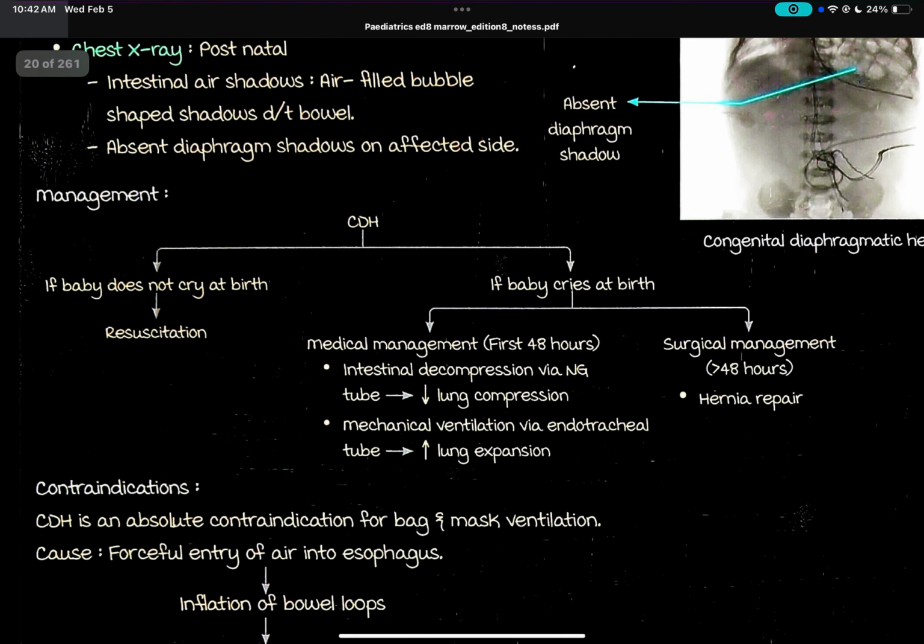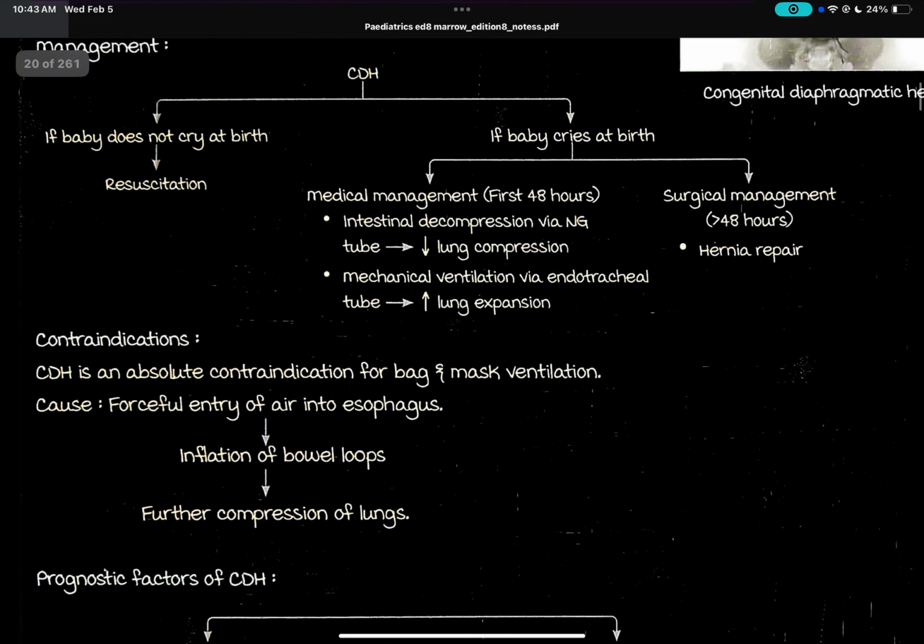Management of congenital diaphragmatic hernia. If the baby does not cry at birth, then resuscitation, and you cannot give positive pressure ventilation in them. If the baby cries at birth, then medical management in the first 48 hours: intestinal decompression via nasogastric tube to decrease lung compression, and mechanical ventilation via endotracheal tube to increase lung expansion. After 48 hours, you do surgical management, that is hernia repair.